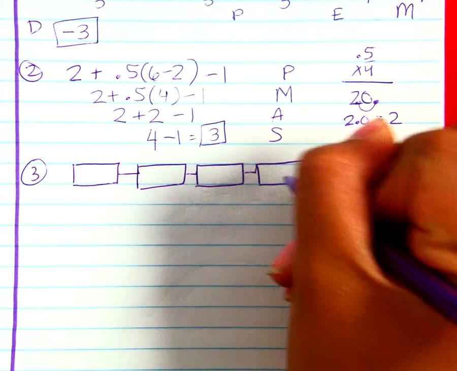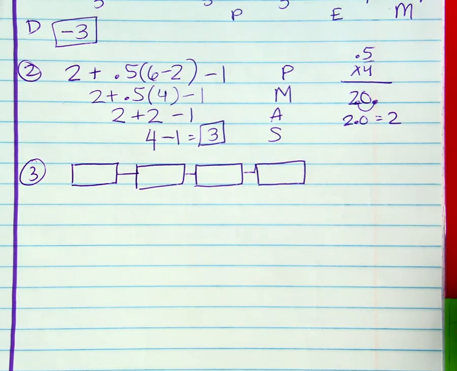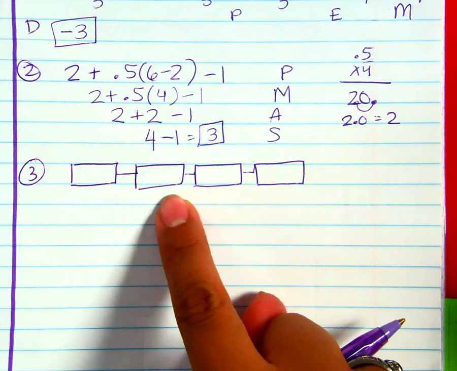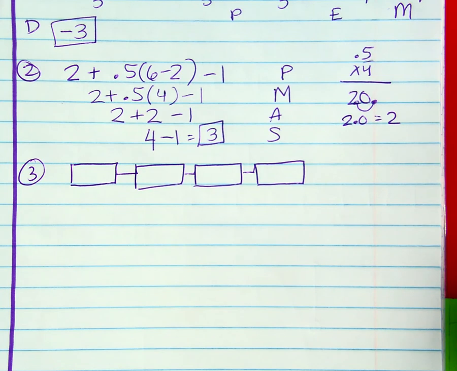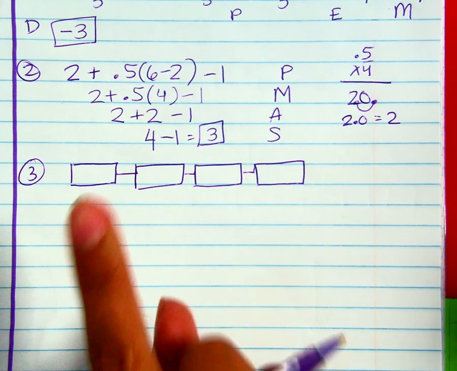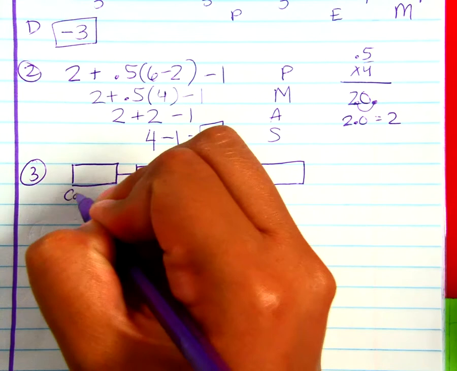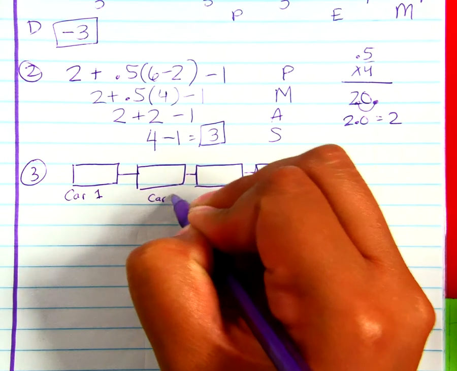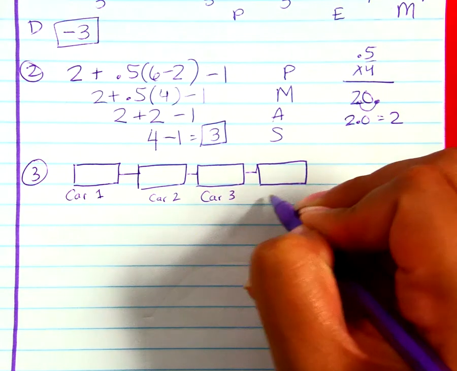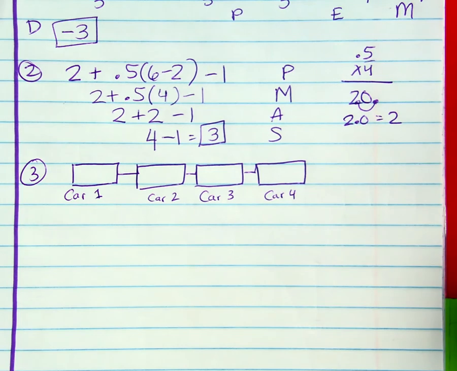Oh, so you're looking at it from the top. If you guys have ever been on a roller coaster, they're usually connected, right? The little cars. So the roller coaster has 4 cars, right? So car 1, car 2. So we'll write car 1, car 2, car 3, and car 4, right? 4 cars.